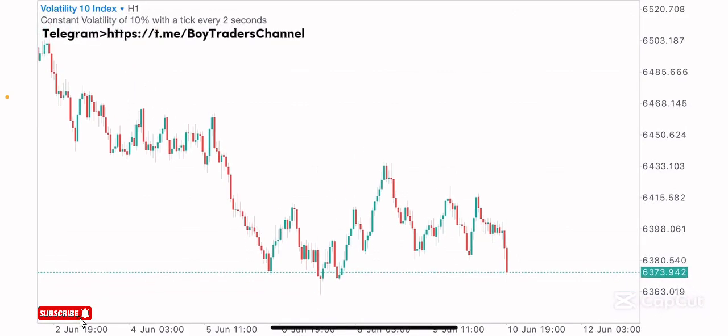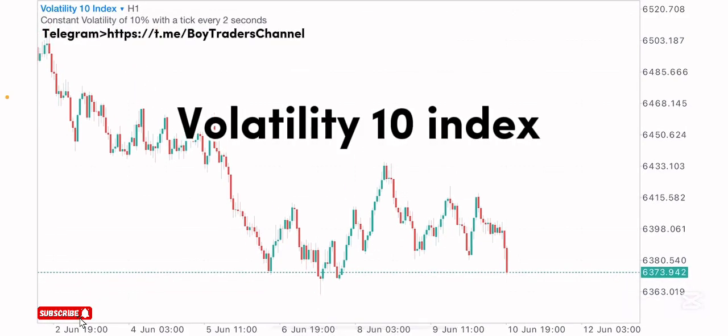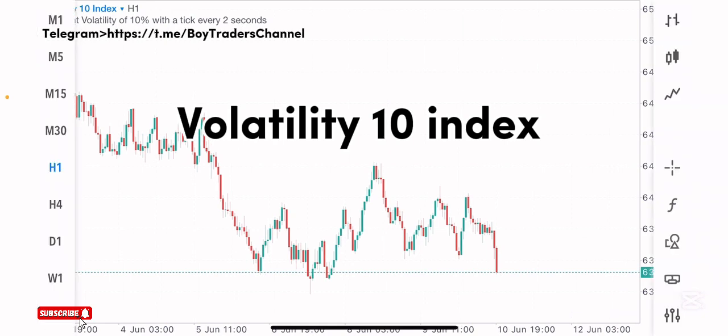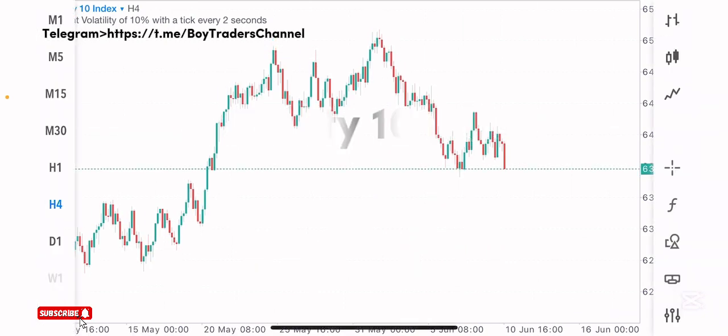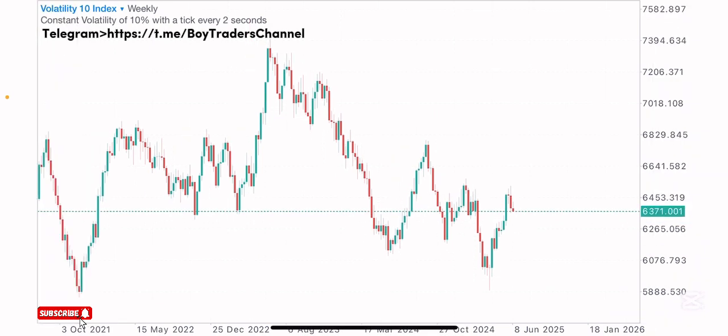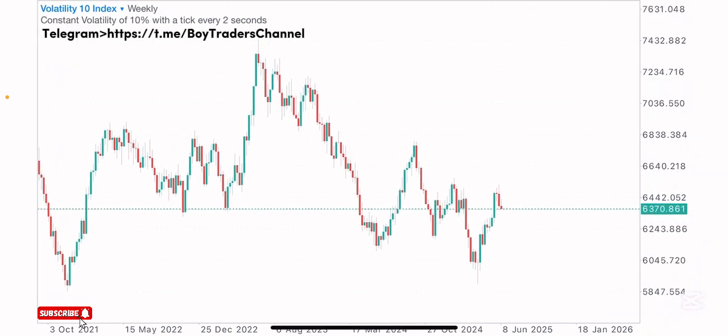There's an interesting market situation on the Volatility 10 index, which I would want us to have a look at in today's video. We'll be having a top-down analysis on this index, which I'll be analyzing from a higher time frame, the weekly time frame, predicting the next market move and picking out potential trade opportunities.